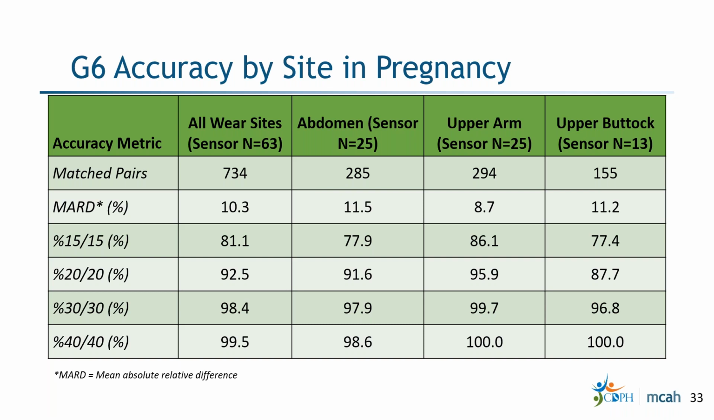And then we talked earlier about the different sites, and there was an interesting study done with the G6 that looked at these different sites in pregnancy, comparing the abdomen to the upper arm to the buttocks, and actually showed, if you look at the MARD, the second row, that the upper arm was 8.7%. And so this provides some good data to show that in pregnancy, at least with the G6, the upper arm may be preferable to the upper buttocks or abdomen, where you can see that MARD was a little bit higher, being over 11 in those sites.